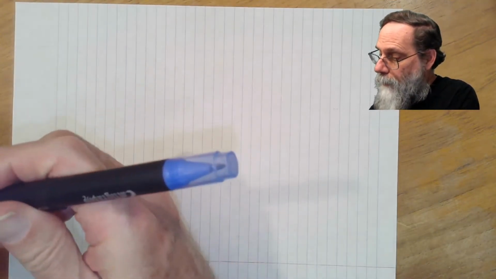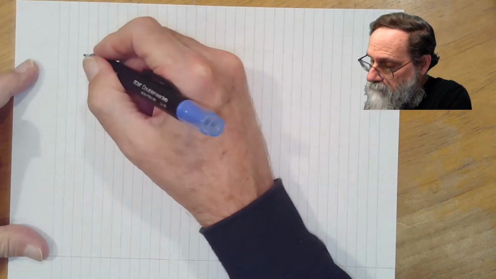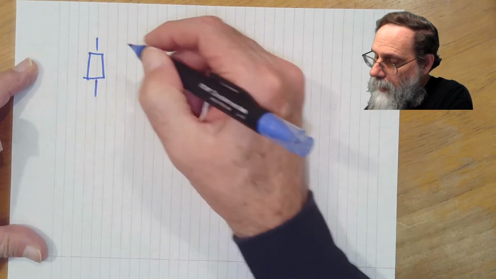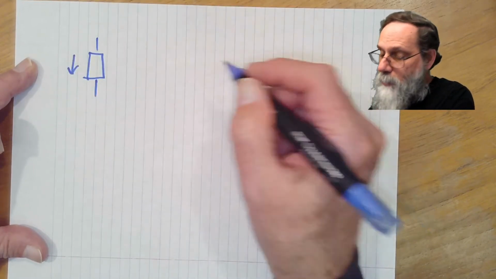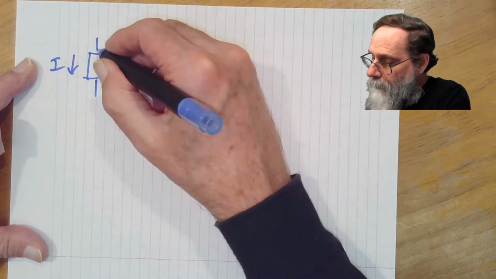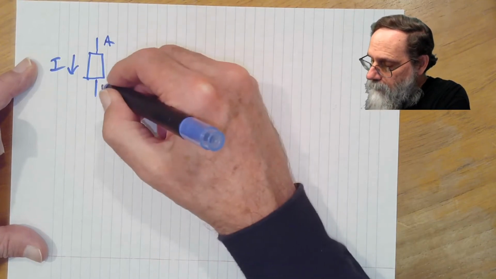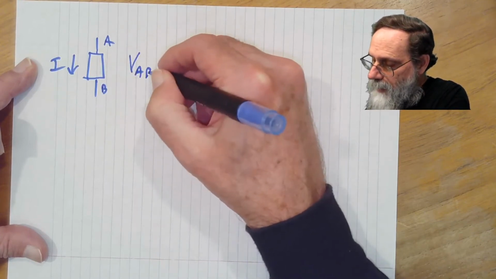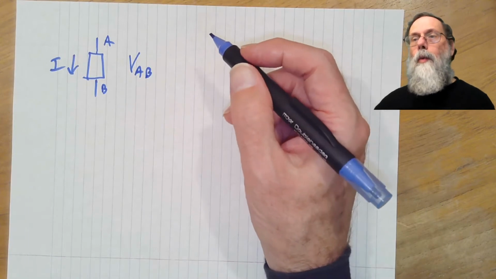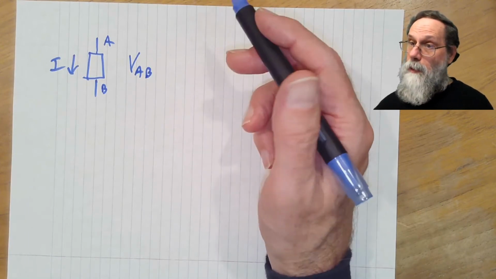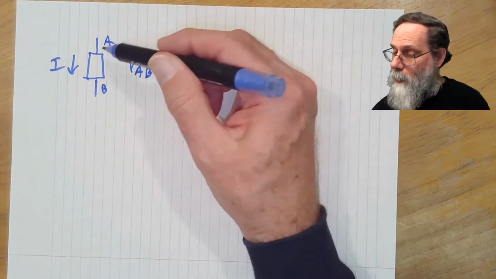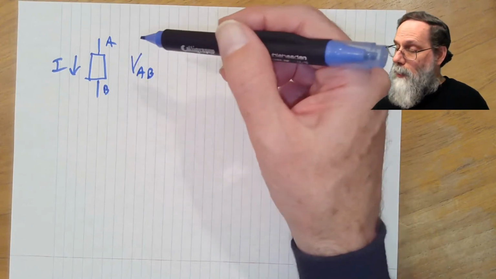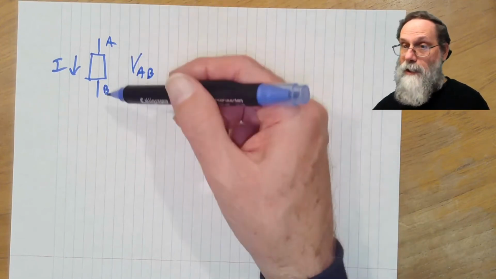If we have charge moving through a circuit, so we have a component here and we have charge moving in that direction, and we have a voltage drop VAB. What happens as we move charge? Well, the voltage is dropping, so we're going to be releasing energy as the charge moves.